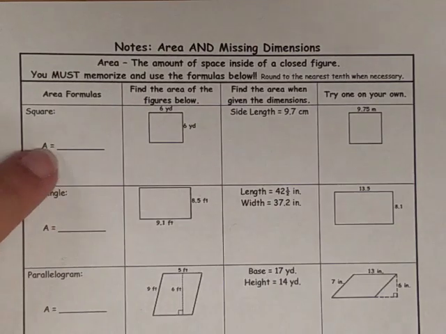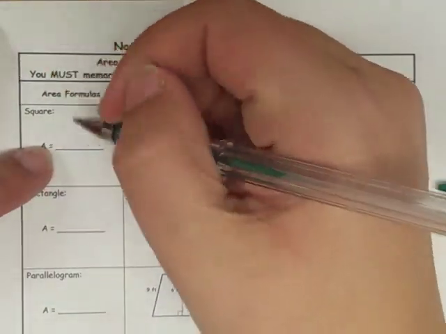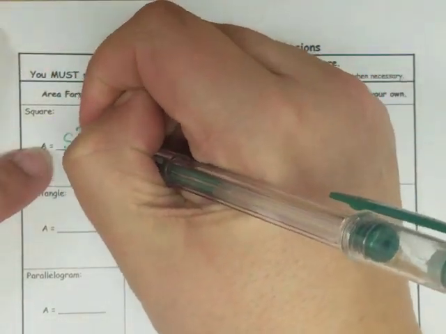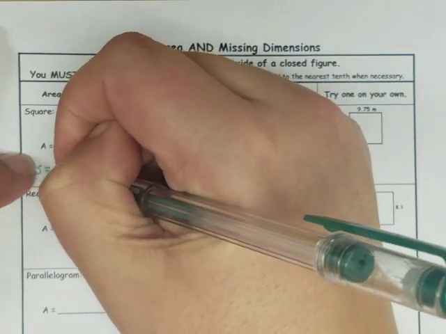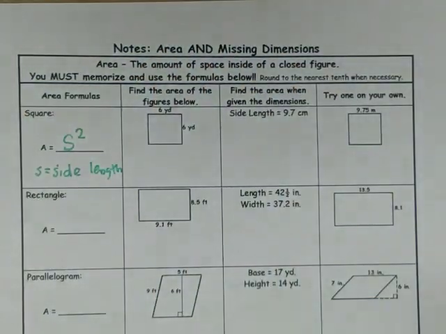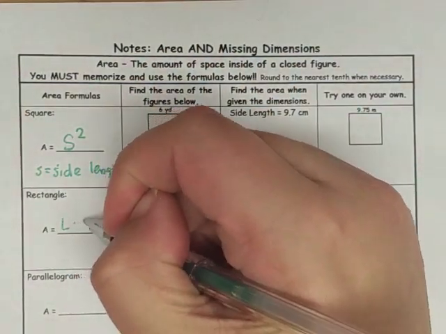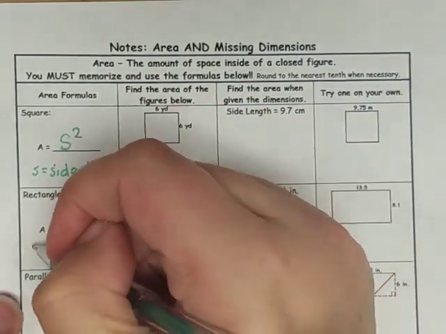So the first formula we're going to talk about is a square. So a square, all the sides are the same. So we know we're going to do side times side, and to represent that, we're going to say side squared. And S equals your side length. Then we have a rectangle, which we're going to use L times W, which stands for length times width.